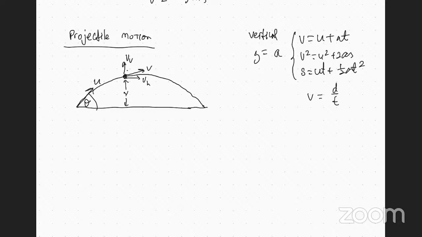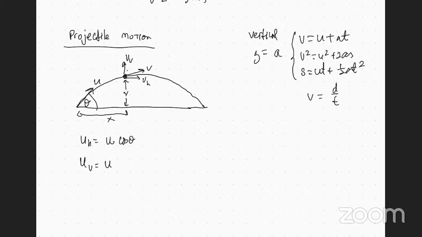So what do we do if we know those things? Firstly, we could find the initial horizontal velocity, that'll be u cos theta. We could find the initial vertical velocity, that'll be u sin theta. And we could use this to find anything we need.